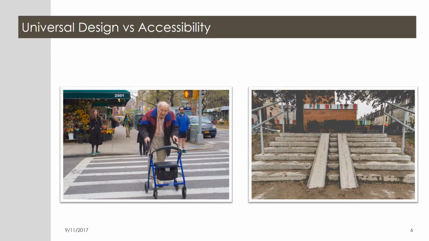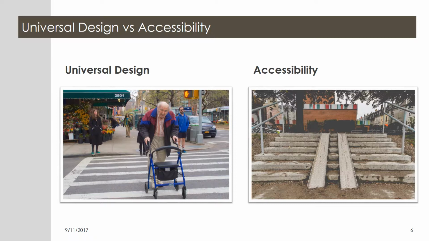Let's take a quick look at the difference between universal design and accessibility. Which photo shows UDL and which shows accessibility through accommodation? Were you right? In the first photo, we see an elderly gentleman crossing the street using a walker.